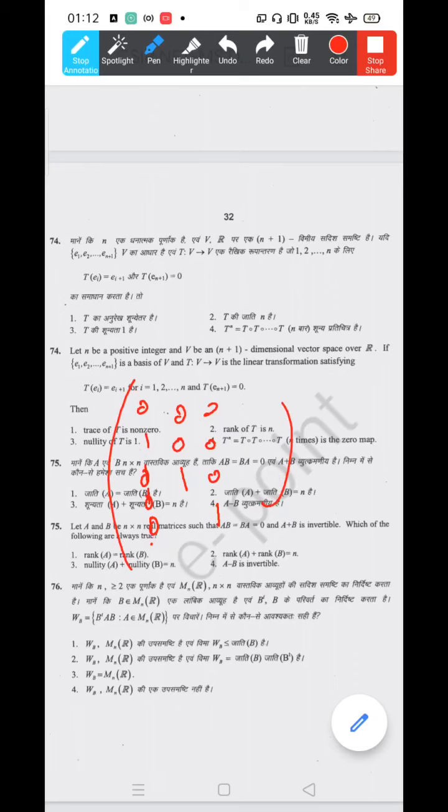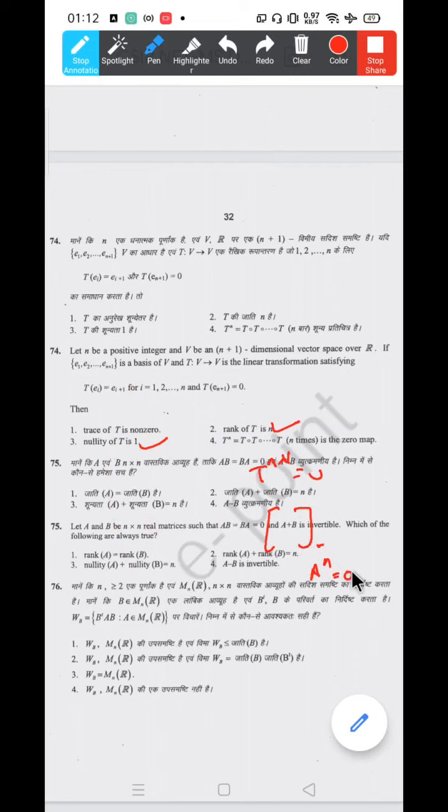So what will be the answer? Rank won't be n. Wait, but this is n plus 1 dimension, no? So rank will be n. Yes, correct. And nullity of T is 1, that is correct. And T raised to n, no, T raised to n won't be 0. T raised to n plus 1 will be 0. Okay, so option will be 2 and 3 only, because T raised to n plus 1 will be 0. So order of matrix, if it is nilpotent, then A raised to n equals 0.